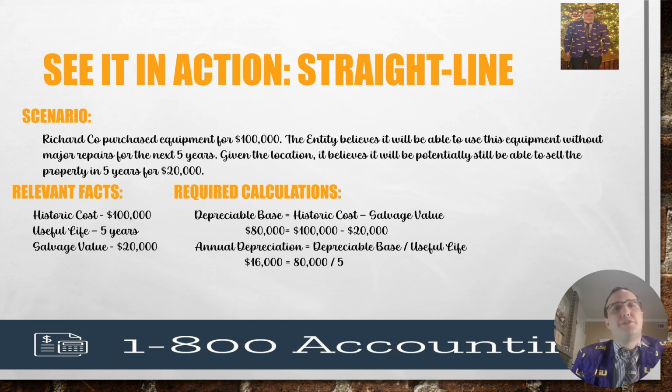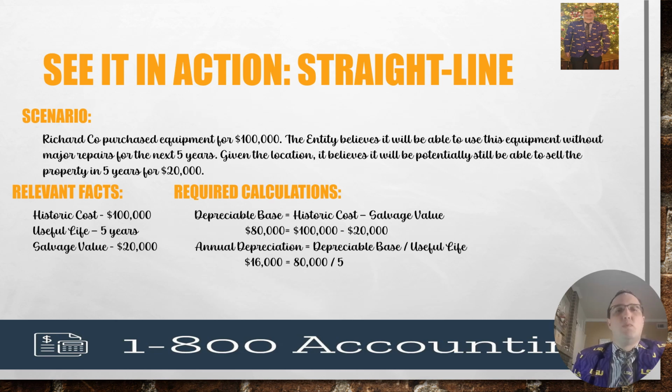So if you're using straight line depreciation, the only relevant facts are the historic cost, the useful life, and the salvage value. And again, in this case, the historic cost is $100,000. The useful life is 5 years, and our salvage value is going to be $20,000. Therefore, the required calculation is the depreciable base, which is our historic cost minus our salvage value. So we take that $100,000, we subtract the 20, and now we have $80,000.